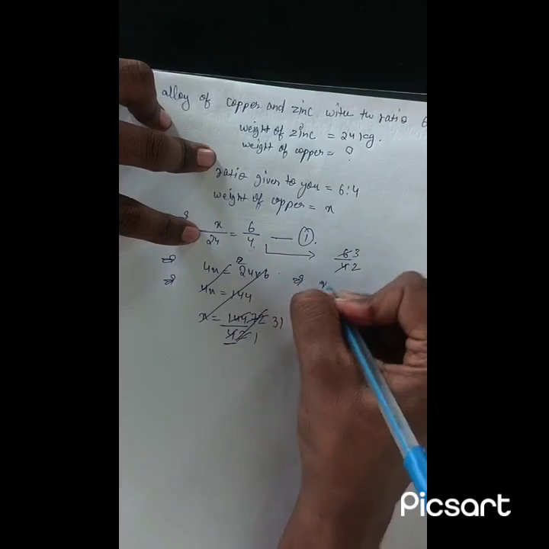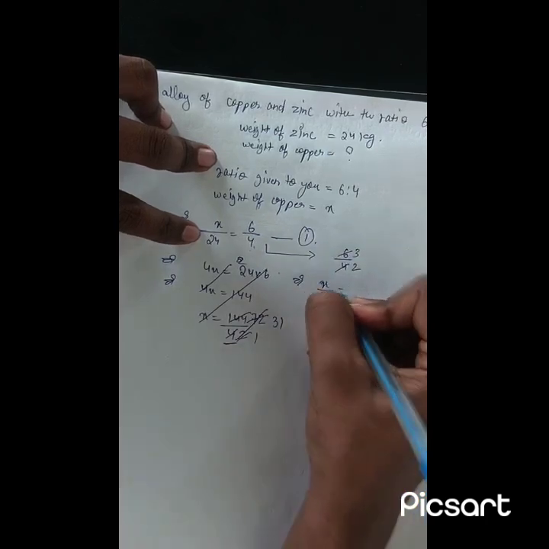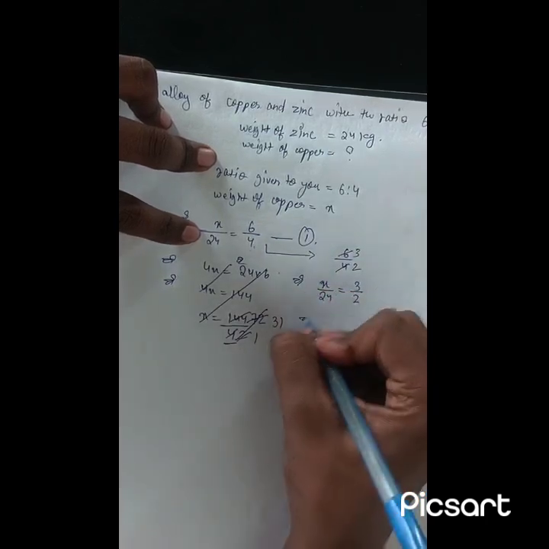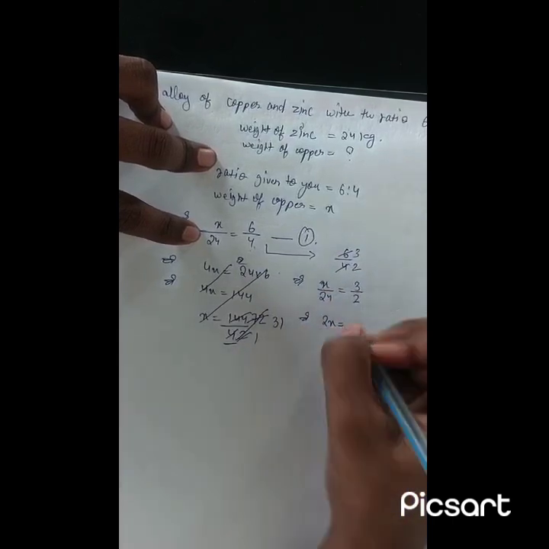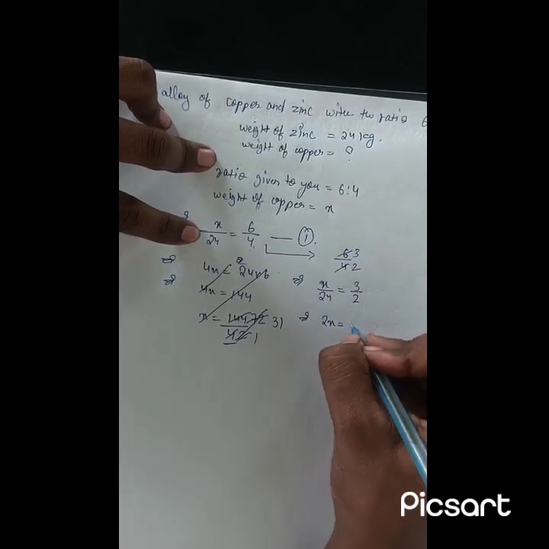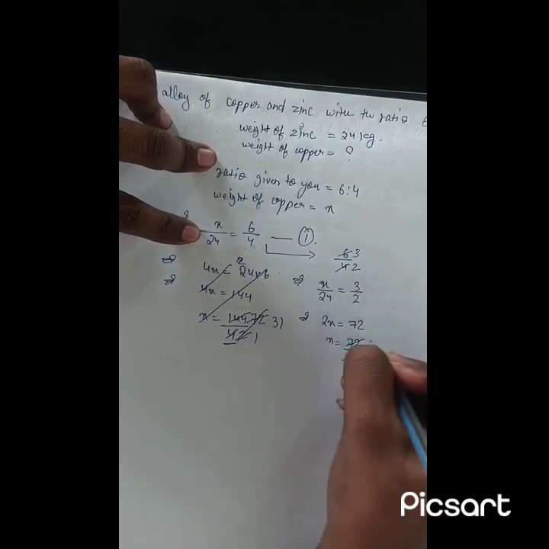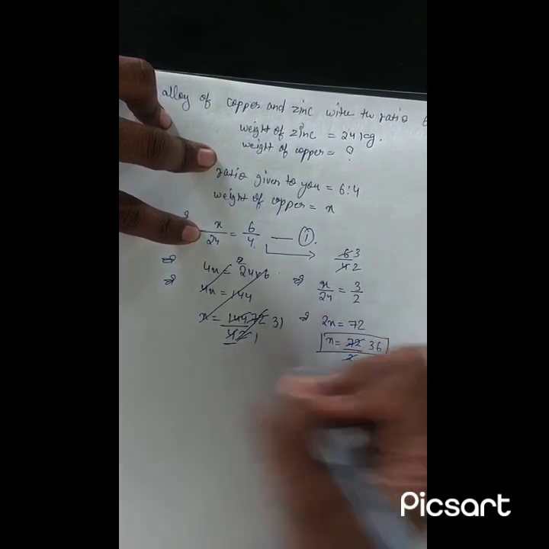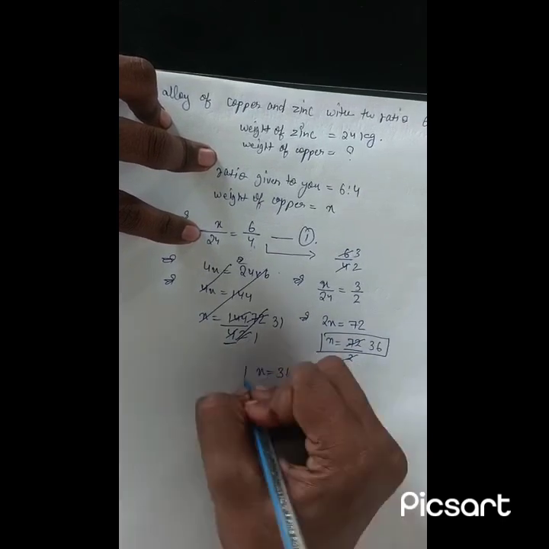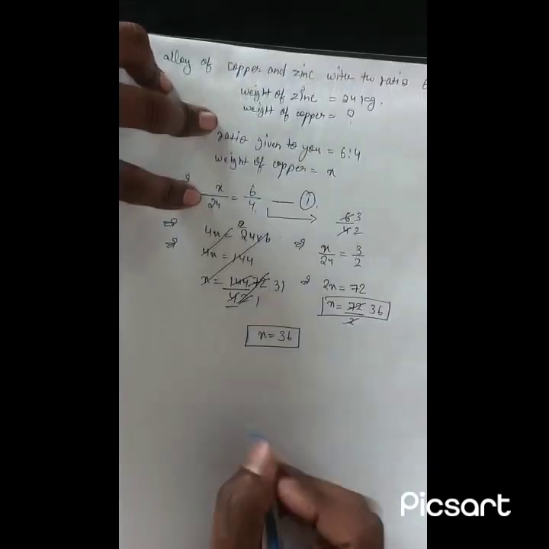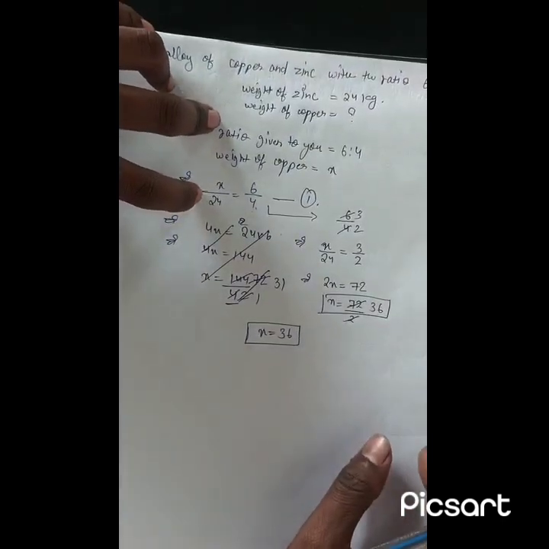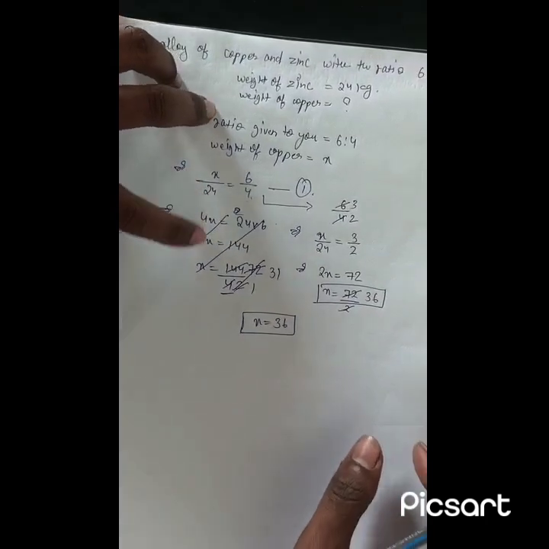So from here, x upon 24 is equal to 3 upon 2. Now here you can see 2x is equal to 24 into 3, that is 72, and from here x is equal to 72 upon 2, that is 36. So from here you get the value of x is equal to 36.